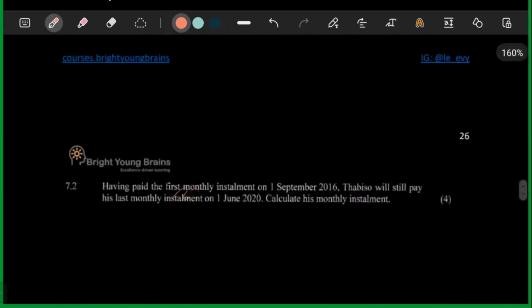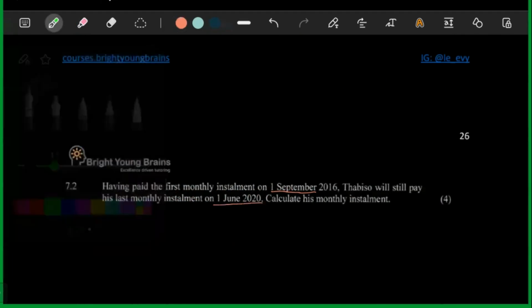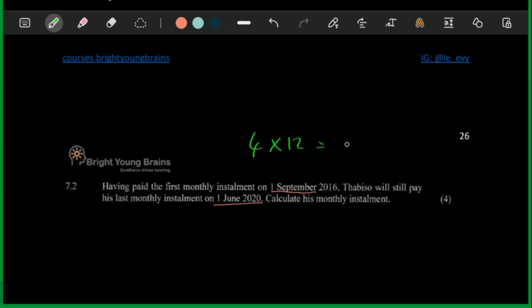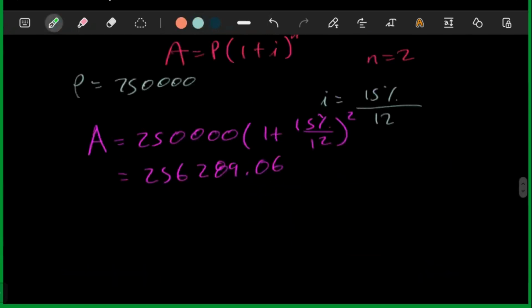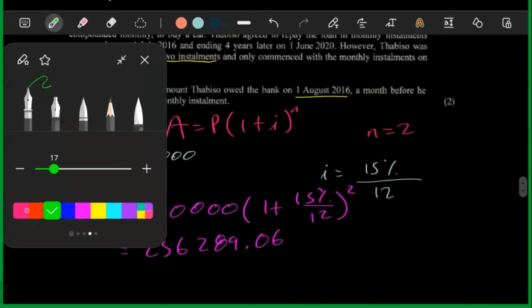Having paid the first installment on the 1st of September 2016, Tabiso will still pay his last month's installment in June 2020. Calculate the monthly installment. So the idea now is, of the 4 years, in total he had 48 months to pay, but now he skipped 2. So 48 minus 2 gives us 46. He has 46 months to pay that 256,289 money.